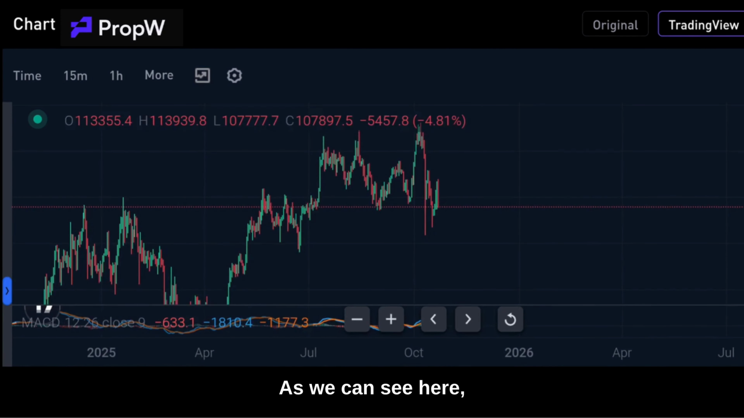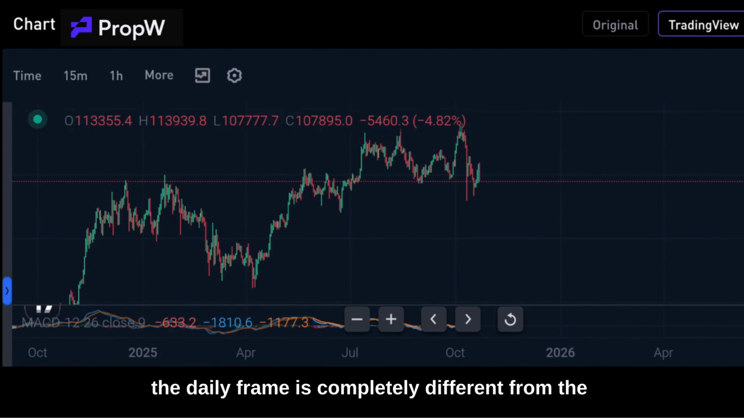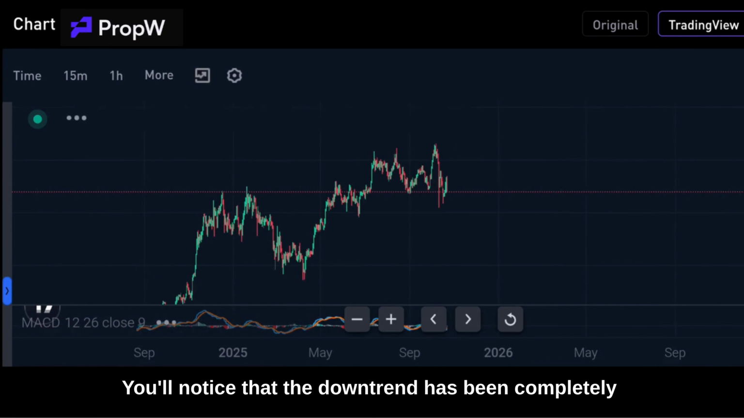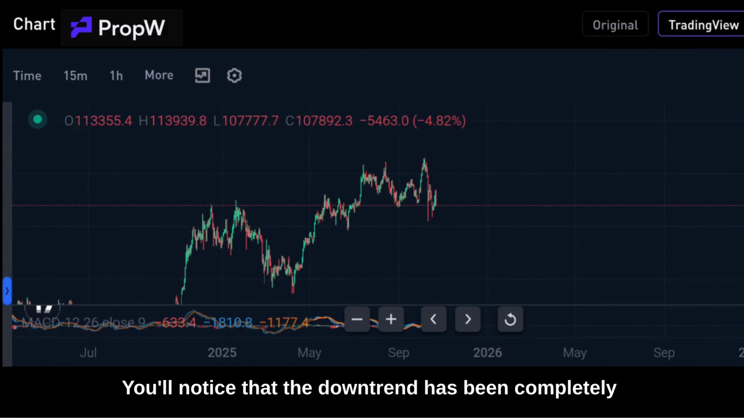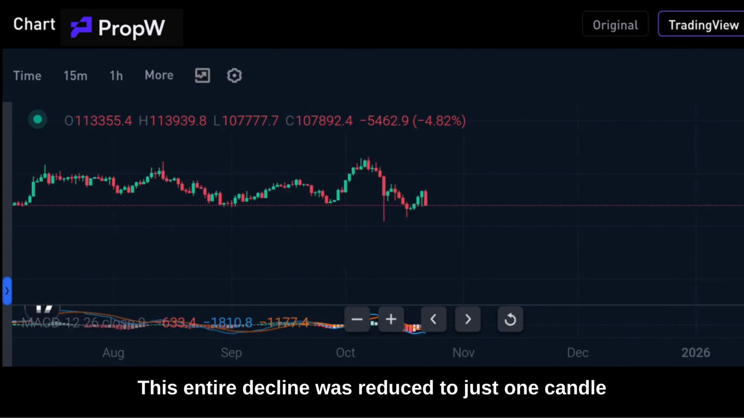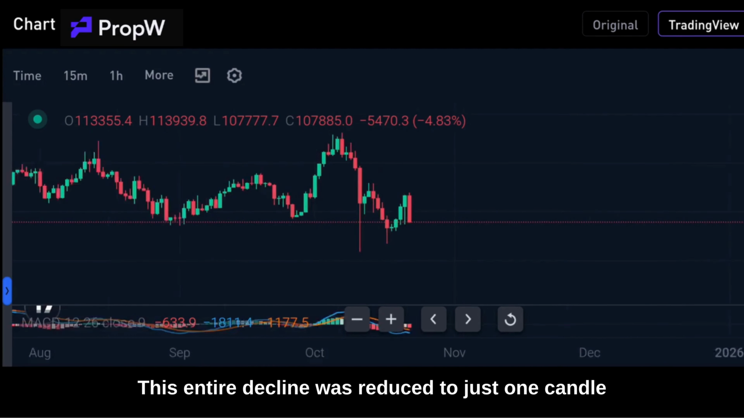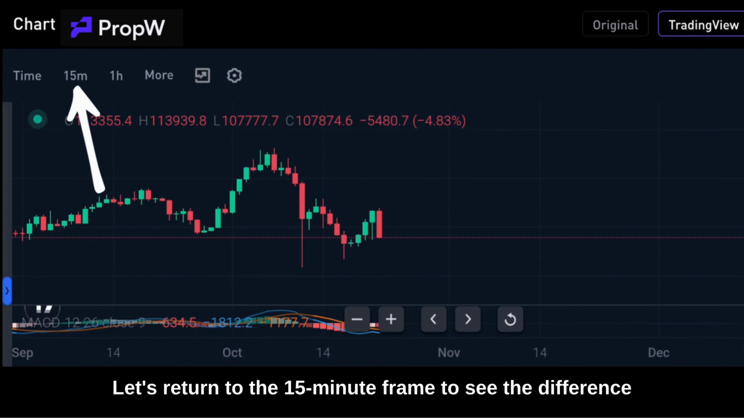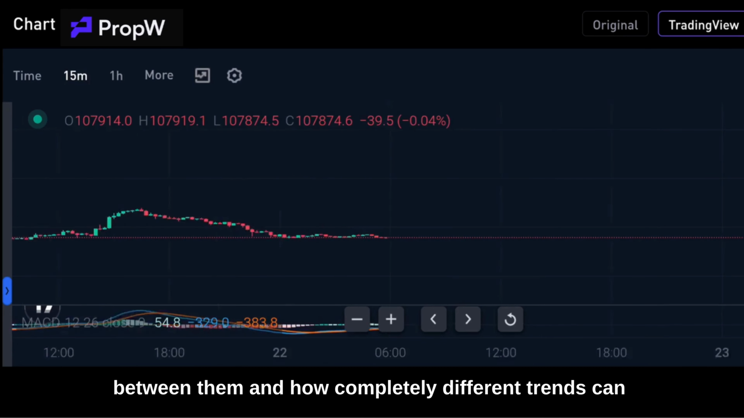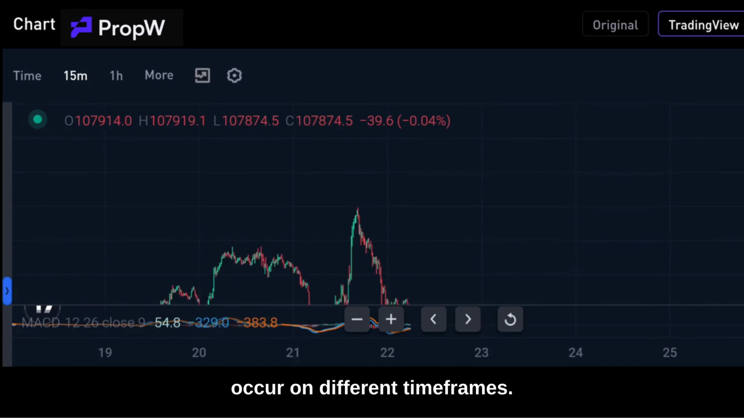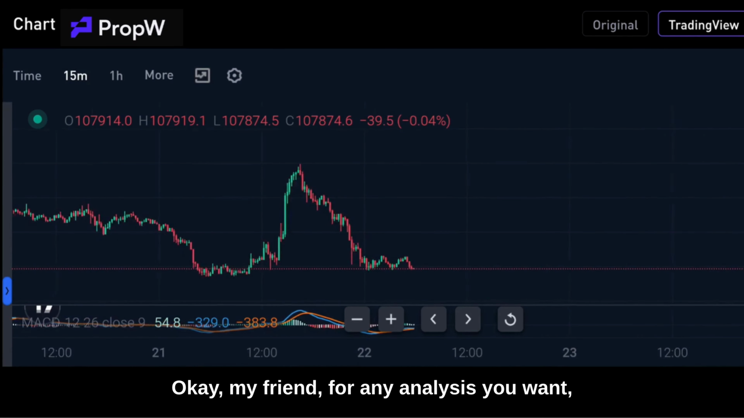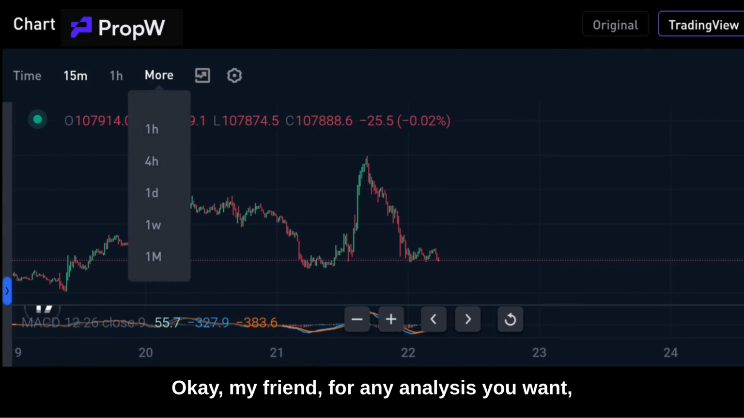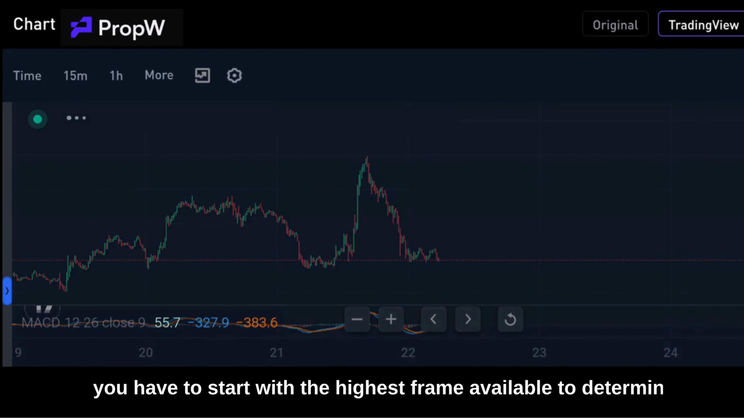As we can see here, the daily frame is completely different from the 15-minute frame. You'll notice that the downtrend has been completely erased here. This entire decline was reduced to just one candle on the daily frame. Let's return to the 15-minute frame to see the difference between them and how completely different trends can occur on different time frames.